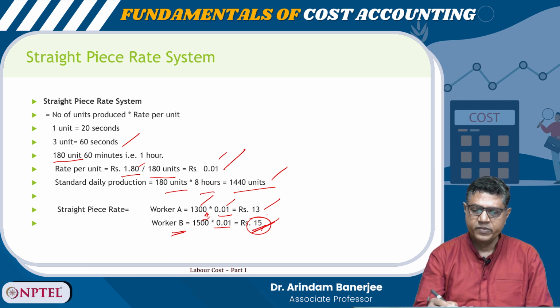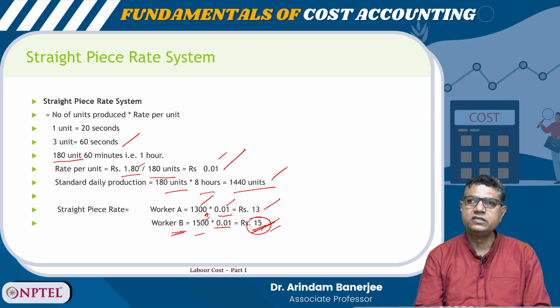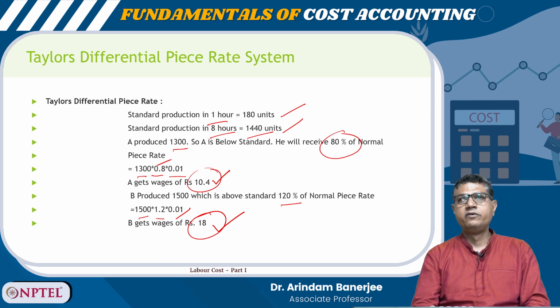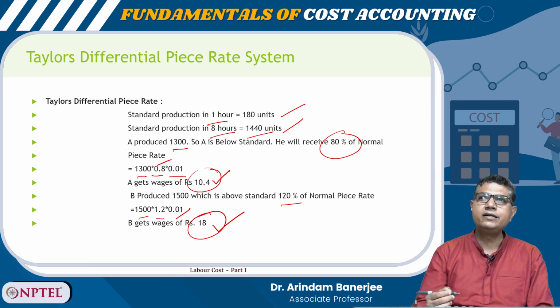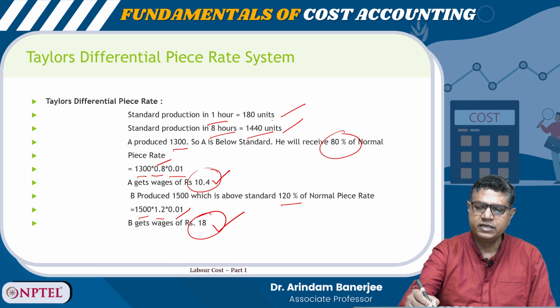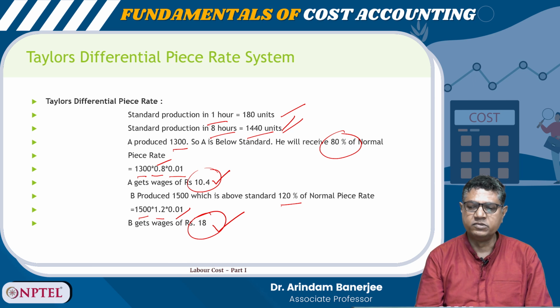Under this, you see the performance is not being rewarded. Worker B is getting a higher amount just because of the number of units, but his performance is not getting rewarded. Now, in Taylor's differential piece rate system, the performer is being rewarded and the non-performer is being penalized. Again, we already calculated the standard production in 1 hour is 180 units, so in 8 hours it is 1440 units. A produced 1300, so he is a below performer.